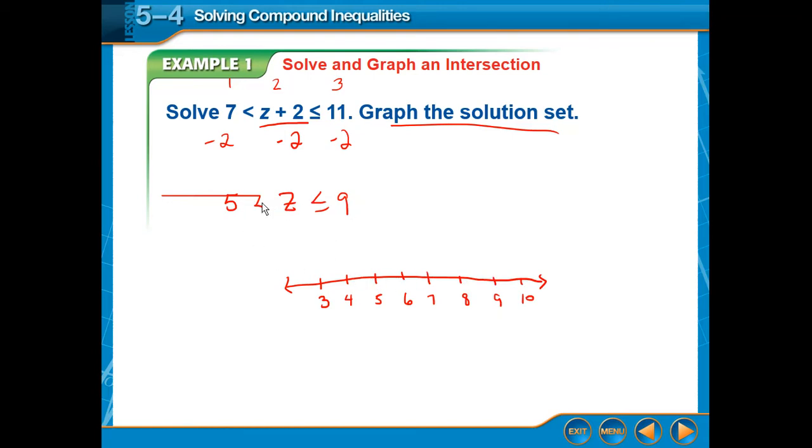So looking at this, I'm looking at 5. At 5, I'm going to put an open circle. And then at 9, I'm putting a closed circle. And I want the z values to be in between those two things. So z is going to be greater than 5, but it's also going to be less than 9. So my arrow is going to be in this area, like this. This is going to be my solution set. Poorly drawn, but you get the idea.